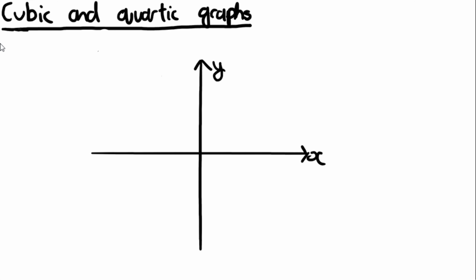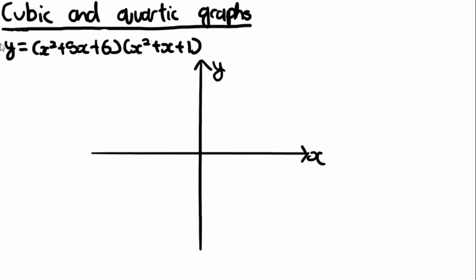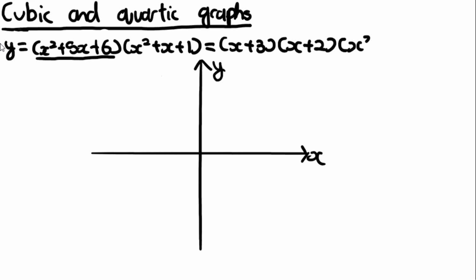Now let's do y is equal to (x squared plus 5x plus 6)(x squared plus x plus 1). Well, we can factorise the first bracket here to get (x plus 3)(x plus 2), but we can't factorise the second bracket. You can do the discriminant if you want, or just put it into a calculator, but you'll find that there are no roots, so we have to keep it like that. So this is the completely factorised form that allows us to sketch the graph.